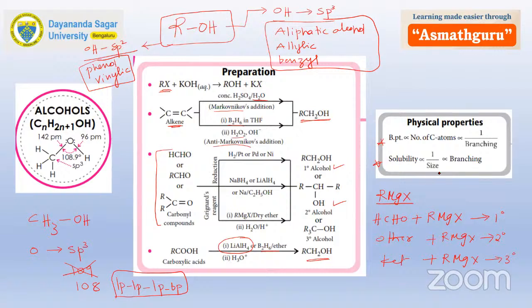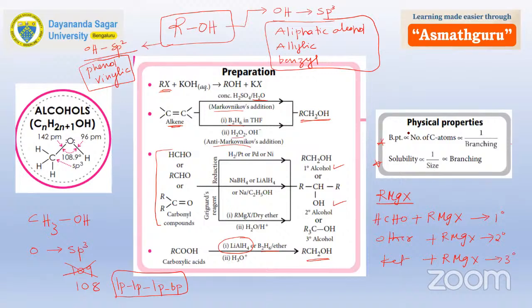Are alcohols soluble? Yes, they're soluble because they form a hydrogen bond with water. But solubility keeps on decreasing with the number of carbon atoms. It is inversely proportional to size. As the number of carbons increases, the solubility of the alcohol decreases.